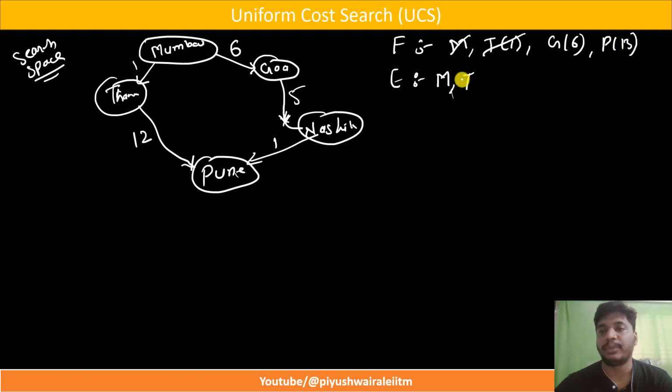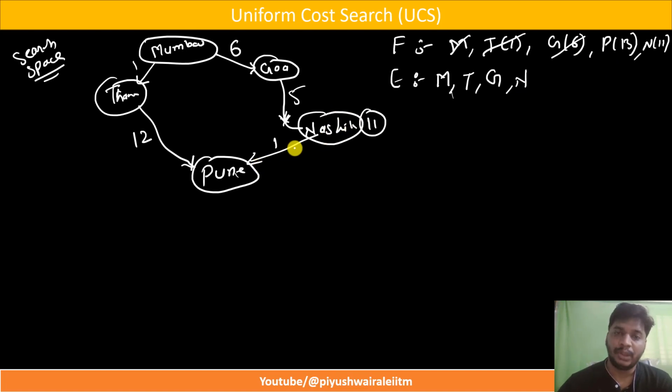I will remove Thane because I already explored it. Now in the frontier, we have G and P. Which node will get the priority? G, because it has the lowest cost. So I am going to G here. From G, I can go to Nashik at a cost of 6 plus 5, that is 11. I remove G from the frontier and add Nashik at a cost of 11. Nashik has the lowest cost, so I go to Nashik, and from Nashik I can go to Pune at a cost of 12. So I add P at 12 in the frontier.